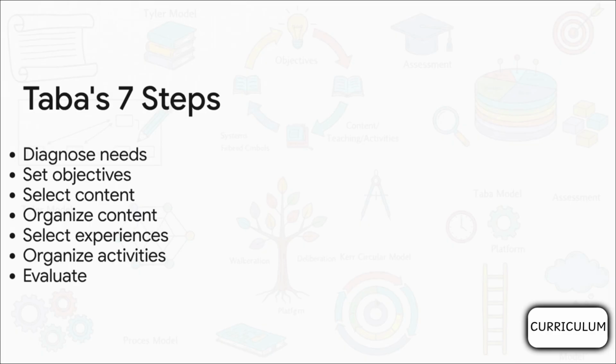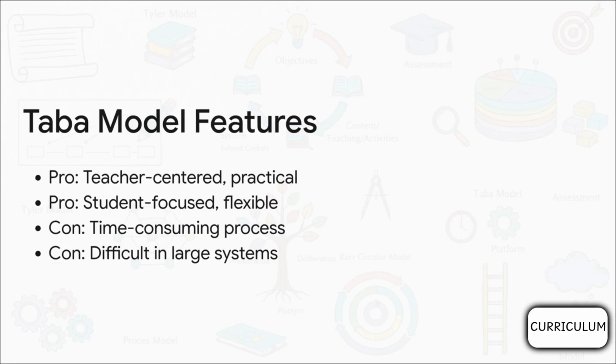From there, the teacher formulates objectives, selects the content, organizes that content from simple to difficult, selects the learning experiences, organizes those activities, and then finally evaluates. It's like a highly practical, step-by-step ladder, and it's built entirely by the teacher. For example, let's say a teacher notices her specific students are really shy and afraid to speak up. She diagnoses this need, creates an objective to build their confidence, and then plans small group role plays before doing any big stage speeches. This makes the Taba model incredibly teacher-centered, student-focused, and really flexible.